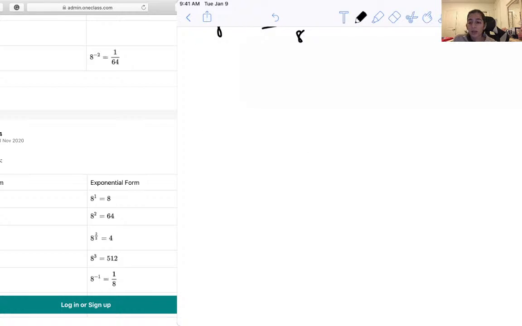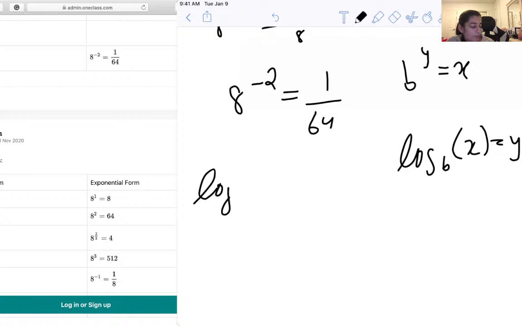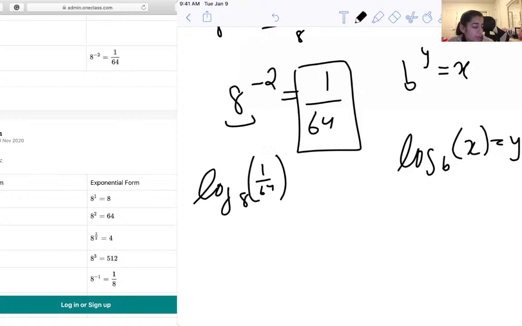And our last one is an exponential to logarithmic. So it's 8 to the power -2 is 1 over 64. That's b to the y is equals to x. Log b x is equals to y. So log b, our base is 8 over here. Our x value is this over here, 1 over 64, is equals to our y value, which is -2.